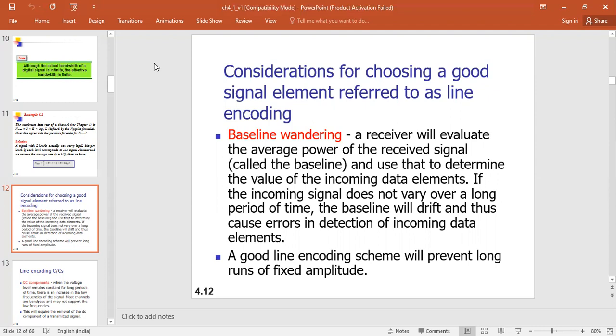So for overcoming this problem, a good line encoding scheme will prevent a long run of fixed amplitude. So fixed amplitude को हम change करके उसको long run में इसको eliminate कर सकते हैं.